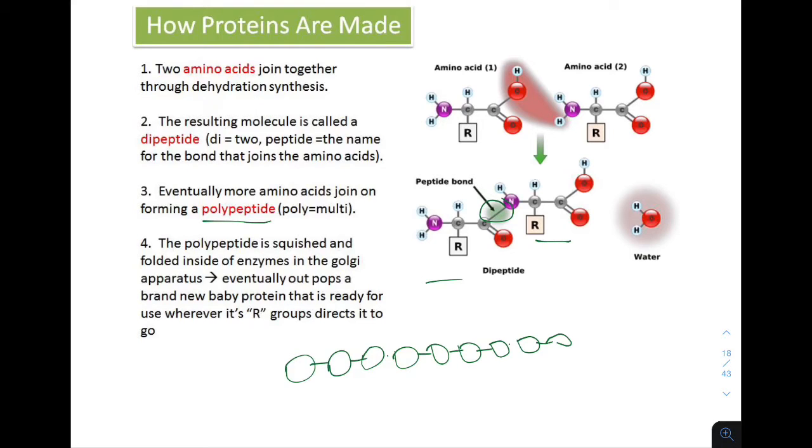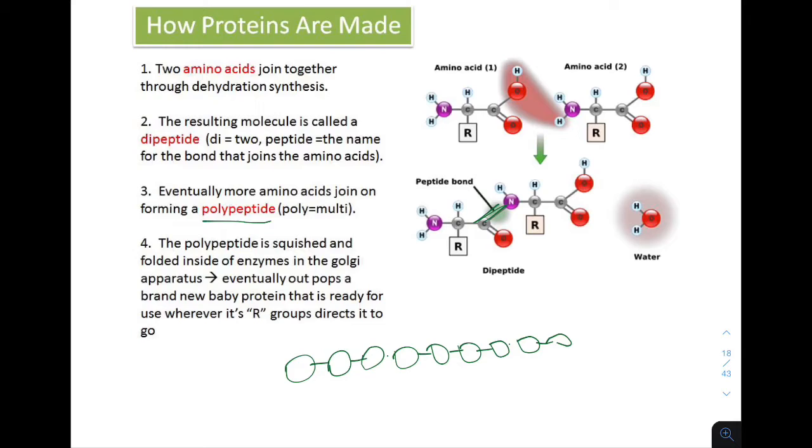If that polypeptide has a unique shape and a distinct job, then it gets called a protein. So one piece is called an amino acid. If we join those amino acids together through the process of dehydration synthesis, so two amino acids, we join them together by taking out this OH and that H, throwing them over there. Then we make something called a dipeptide. Dipeptide means there are two amino acids and one peptide bond between.